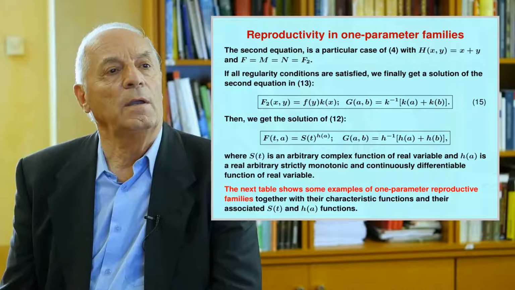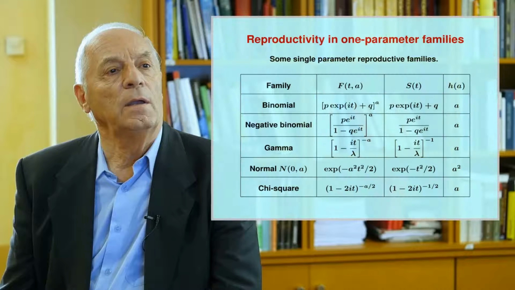The next table shows some examples of one-parameter reproductive families, together with their characteristic function and their associated s and h functions. Note that this table contains interesting examples of reproductive families of distributions, such as the binomial, the negative binomial, the gamma, the normal, and the chi-square families.